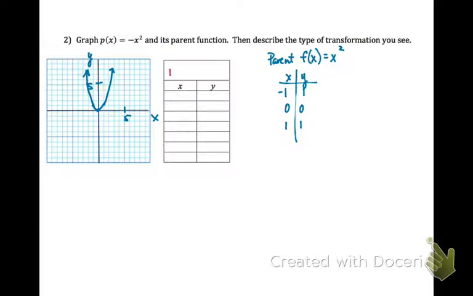So now let's graph our p of x function. So it has a negative sign. So if we take negative 1 and square it, we get 1, but then we have to make it negative. 0 is 0, 1 is negative 1. So we'll plot those points and then draw the curve. And you can see that this p of x has been reflected over the x-axis. So now we're just exploring some transformations when we start introducing other numbers and signs into our parent equation.